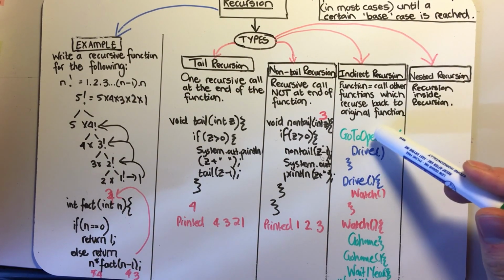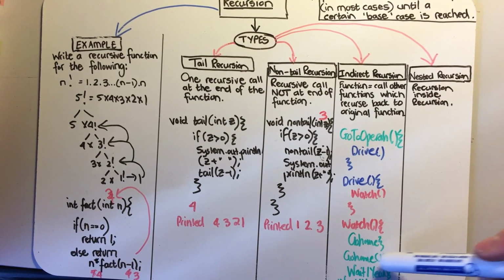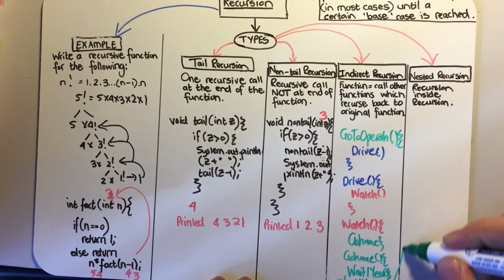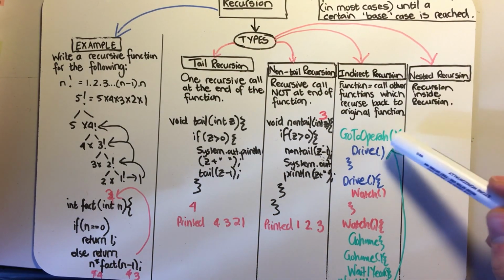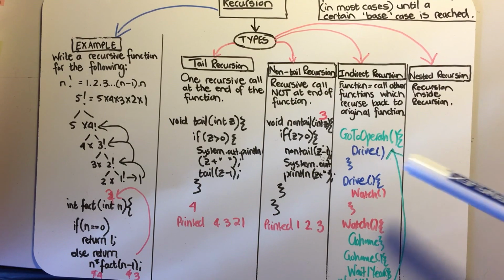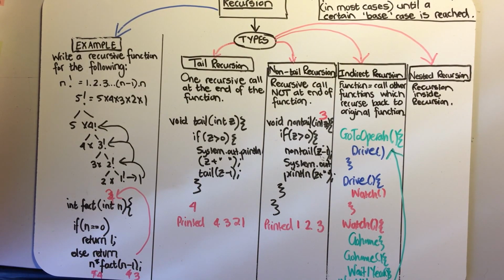So what are you going to do? You're going to go to the opera. You're going to drive there. Then you're going to watch it. And after you've watched it, you're going to go home. And after you've gone home, you're going to wait 1 year. After you've waited 1 year, you're going to go to the opera again. So that's indirect recursion because we're calling other functions from this function. And then it just goes back to that original function again. Okay. After that example, you'll never forget it.